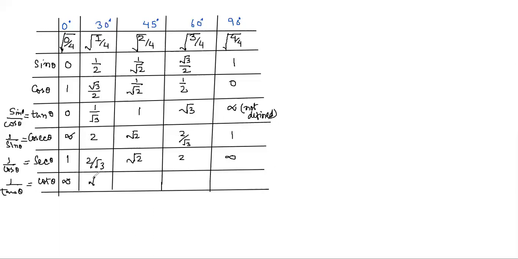Then this is square root 3. Then this is 1 only. Then it is 1 by square root 3. And then it is not defined. Not defined means it will be 1 by 0. So when you take the reciprocal, it will be 0 upon 1. 0 upon 1 means it is 0.